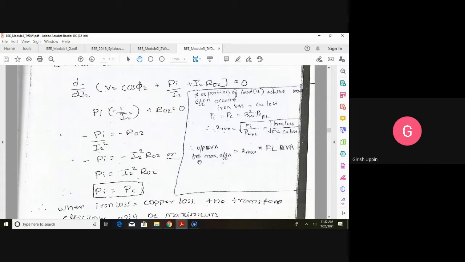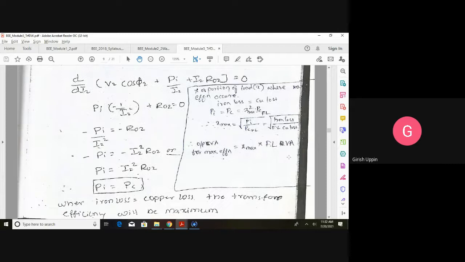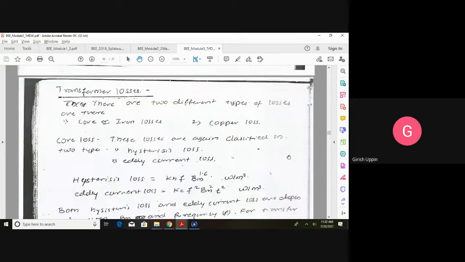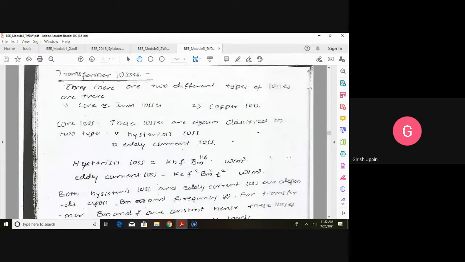Now, what is the output VA or the kVA for maximum efficiency? Whatever the portion you get, multiply with the full load VA. So that will be very useful for your problems.